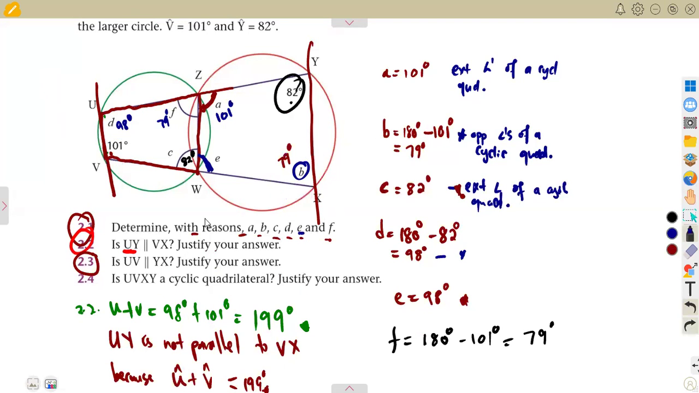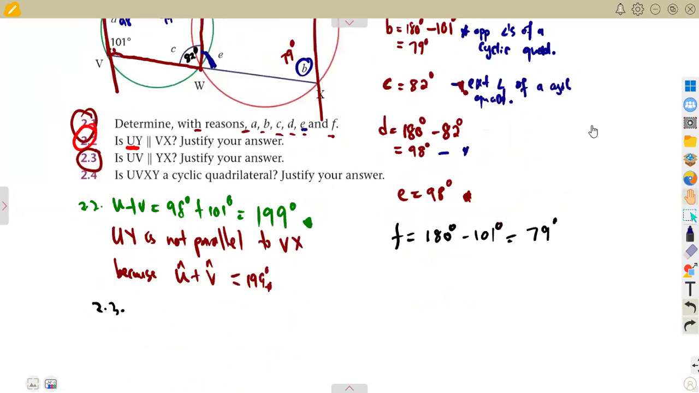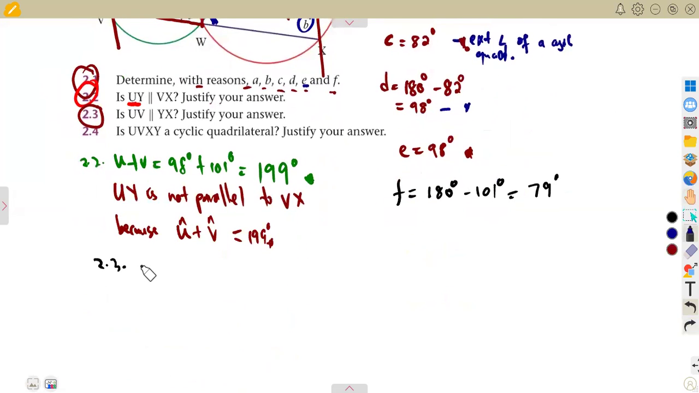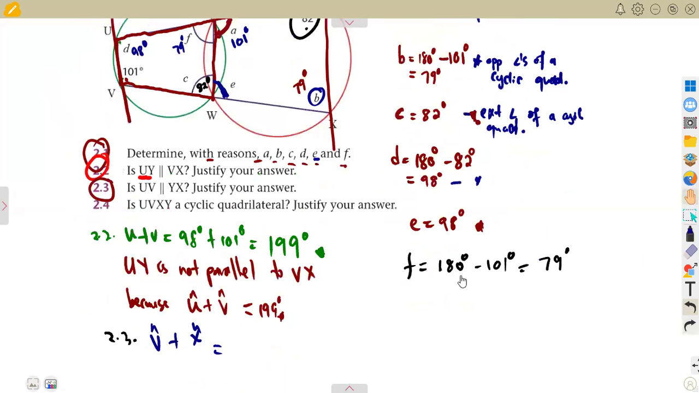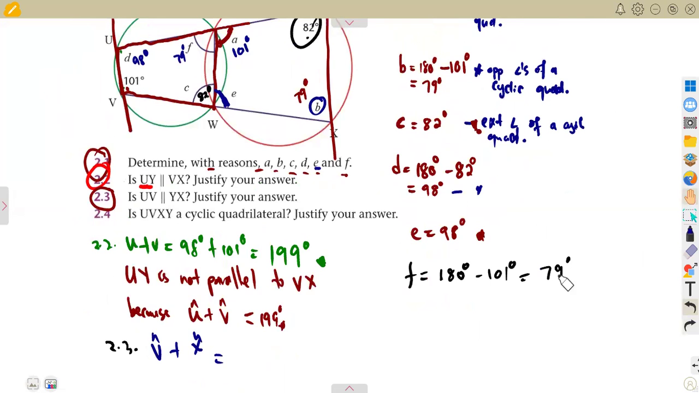So we're going to try to add angle V and angle X. All right, let's add angle V and angle X. If we add angle V plus angle X, what are we going to have? Angle V was 101. That's 101 plus angle X, which is 79. If you add this, we are going to have 180 degrees.